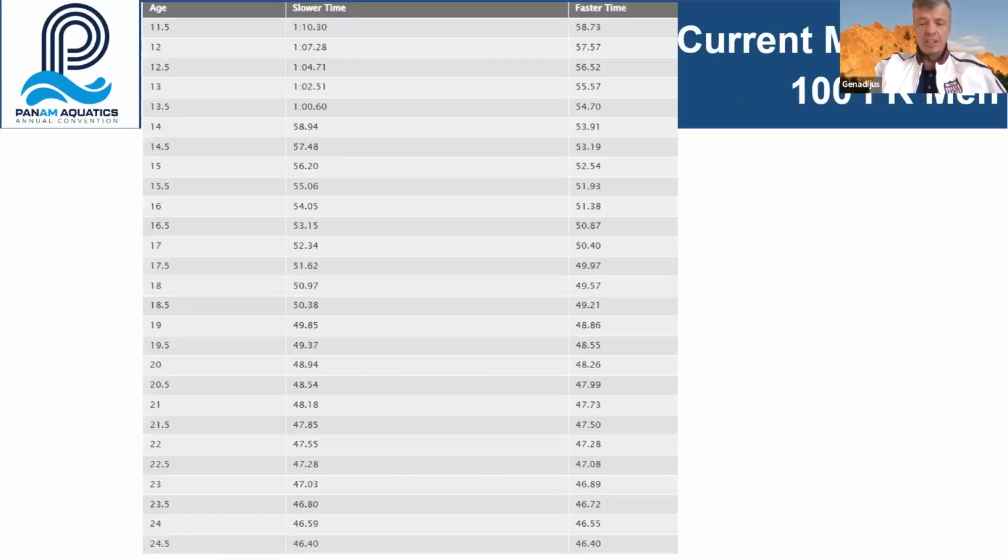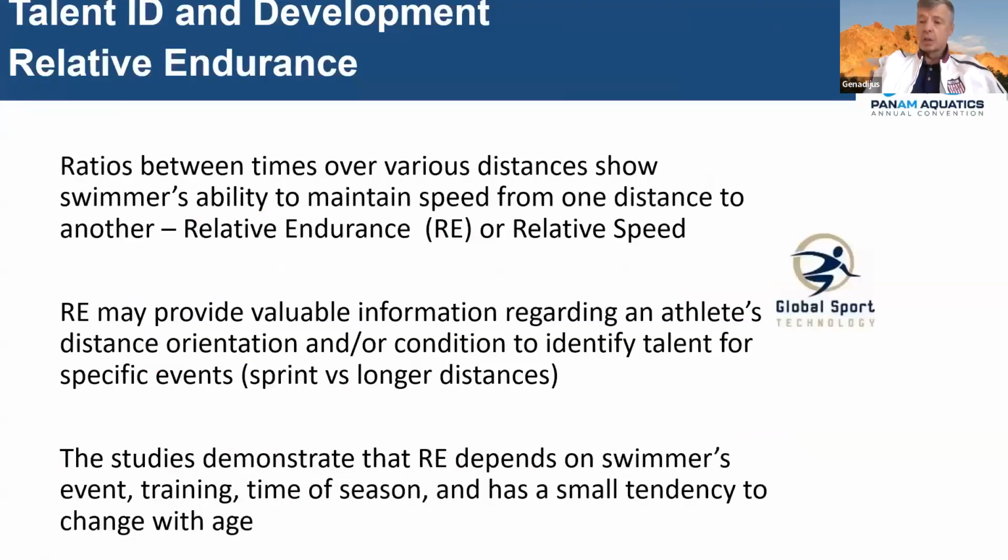So these are also results, an example, a screenshot from the database. You see how performances should improve from age 11 to age of peak performances, in this case, world record in this model. Okay. So let's talk about another feature in the Talent ID database. It's called relative endurance, or as simple as ratio between times. And you probably already heard that from my presentations or my articles.